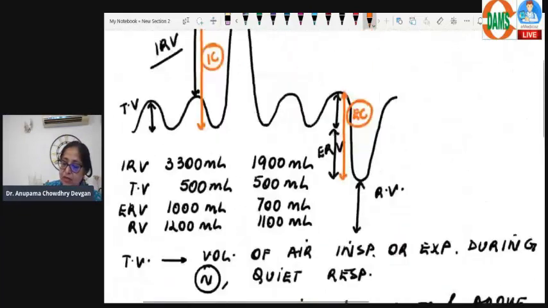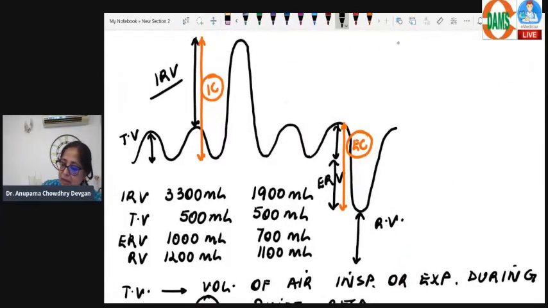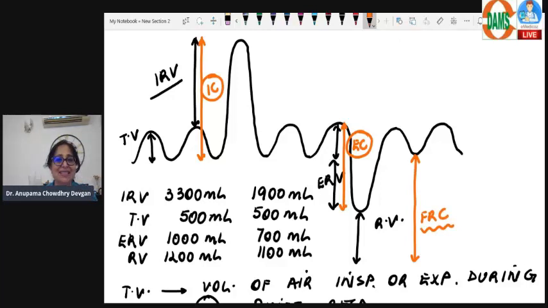Yes, that means if you look at this over here, this is your tidal volume. Volume of air which remains in the lungs at the end of a normal or a tidal expiration. This is called FRC, functional residual capacity. That means at the end of a normal expiration, the volume of air which is present in your lungs will be equal to 2200 ml in the case of a male, and about 1800 ml in the case of a female. That is called functional residual capacity.